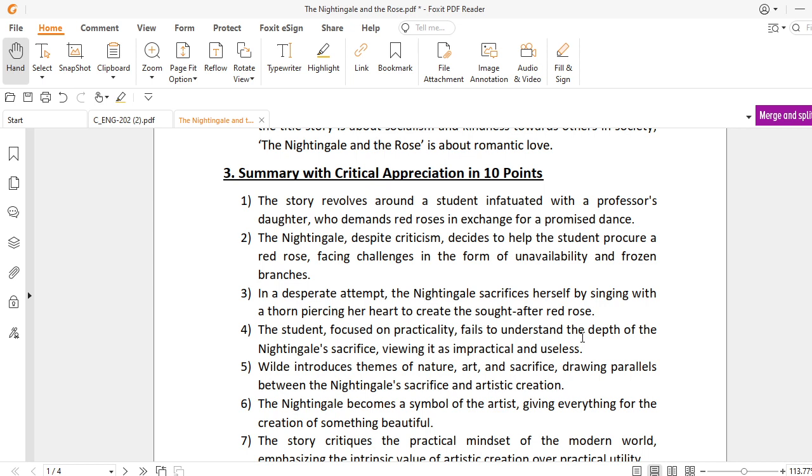Okay, so what does he do? What does the nightingale do? The nightingale decides to relieve this lover of his plight, because the nightingale knows very well what are the pangs of love. What are the pangs of love?